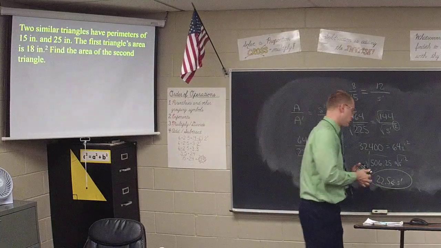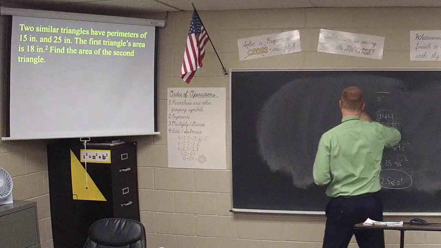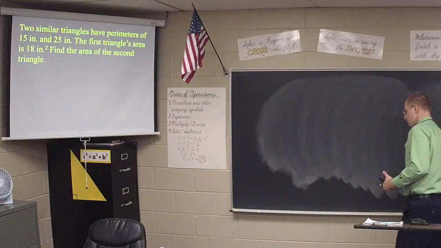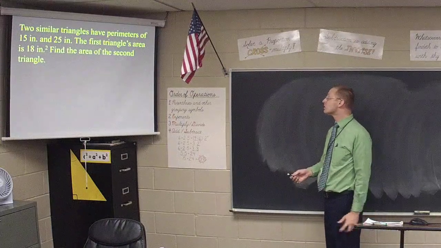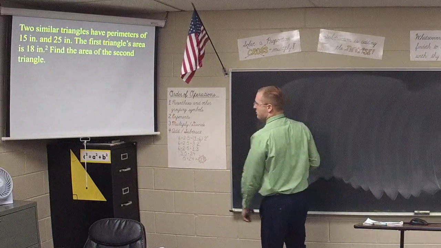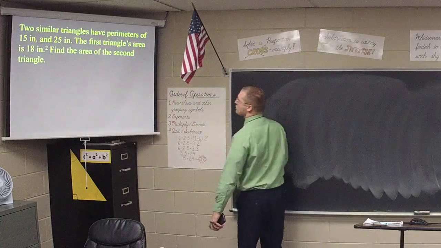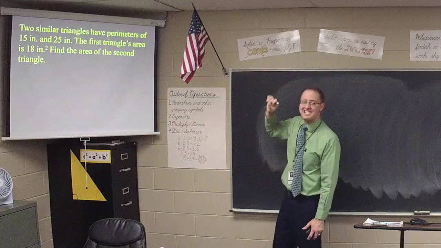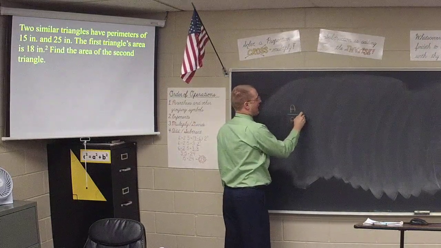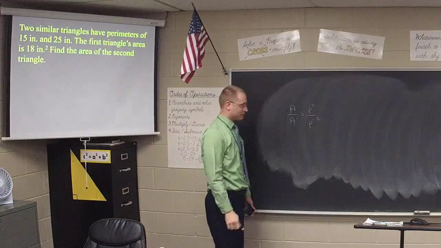Go and read this one for us if you would, Genesis. Nice and loud. Two similar triangles have perimeters of 15 inches and 25 inches. The first triangle's area is 18 inches squared, and find the area of the second triangle. All right, I'm not even sure if these numbers are possible, but we're going to roll with them anyway. What proportion should we use here since we have perimeter mentioned and area mentioned, class? Area is to area as perimeter squared is to perimeter squared. At your seats, solve.